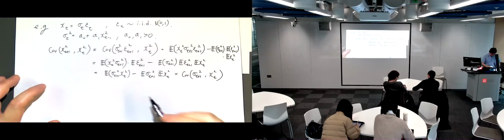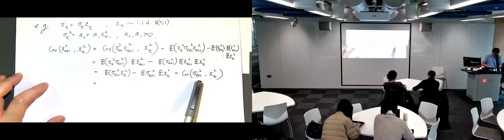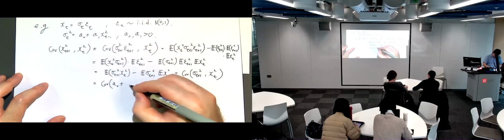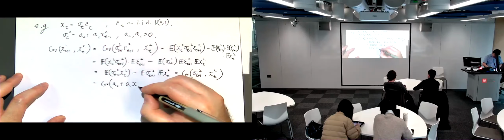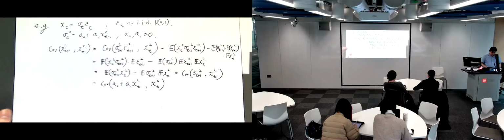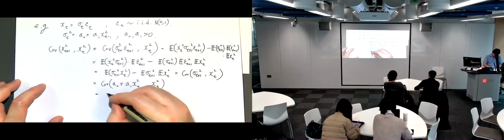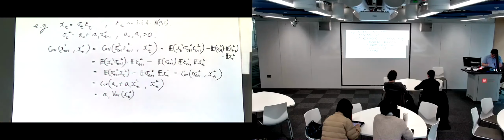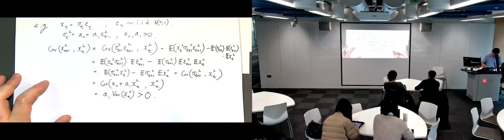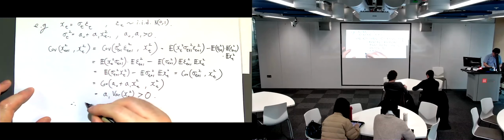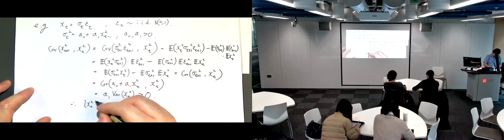So why do I write this back? Because now let's expand sigma t plus 1 squared, which is a naught plus a1 xt squared. And we are taking the covariance of this with xt squared. So this is just a1 times the variance of xt squared. Of course, this is not 0, right? This is larger than 0, actually.